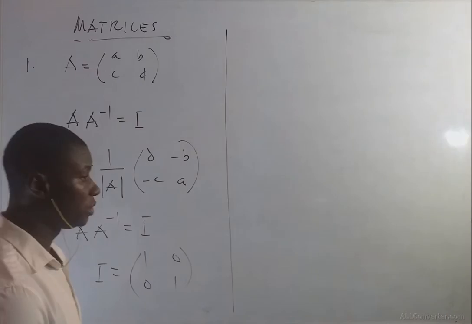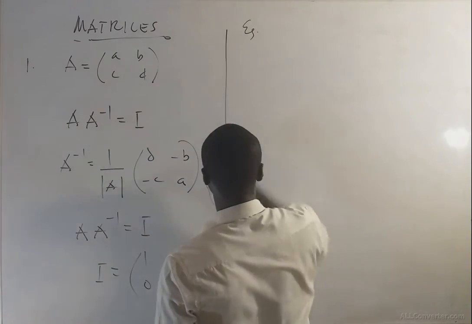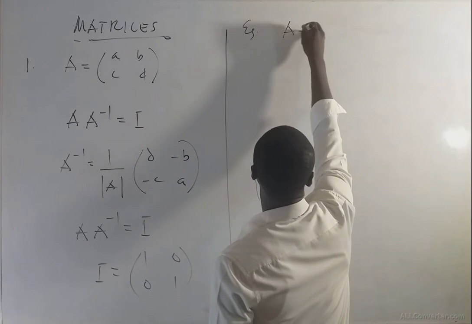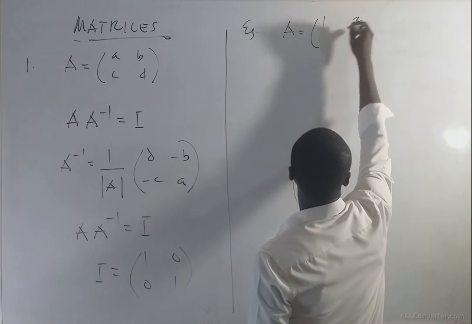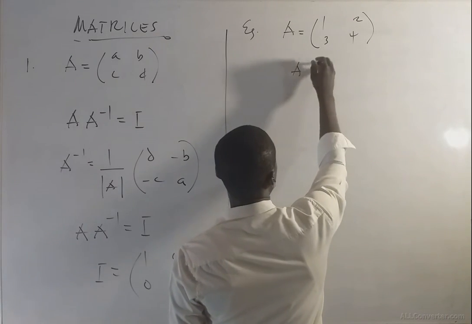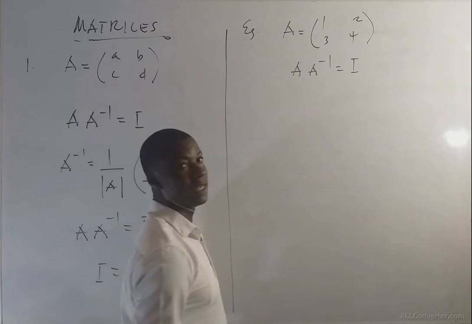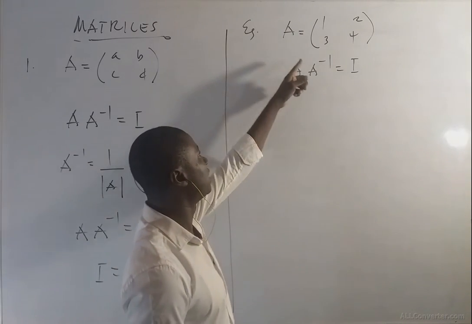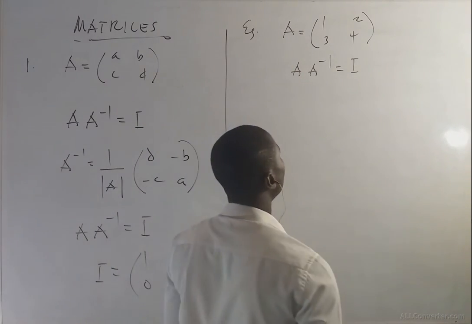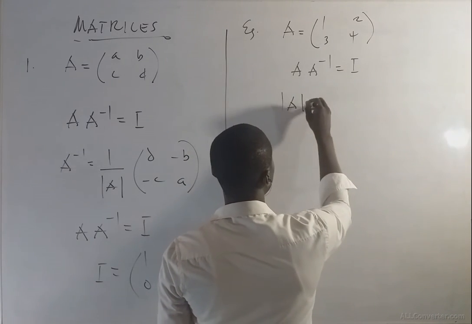Now we are going to take a look at an example so that you understand what we are talking about. Assuming that we have the matrix A equal to 1, 2, 3, 4. Now we are saying that when you multiply a matrix by its inverse, you are supposed to get the unit matrix or the identity matrix. And the matrix you are given is 1, 2, 3, 4. That's a 2 by 2 matrix.